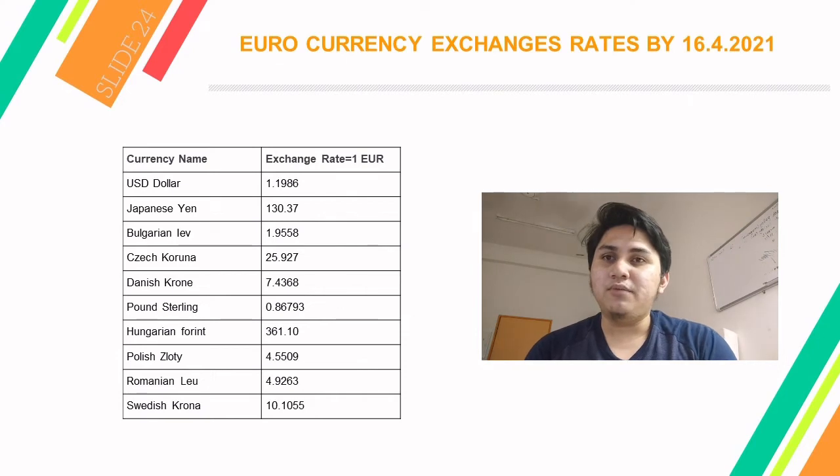130.37 Japanese yen for 1 euro. 1.9558 Bulgarian lev for 1 euro. 25.927 Czech koruna for 1 euro. 7.4368 Danish krone for 1 euro. 0.86793 for pound sterling. 361.10 for Hungarian forint. 4.5509 for Polish zloty. 4.9263 for Romanian leu. 10.1055 for Swedish krona.